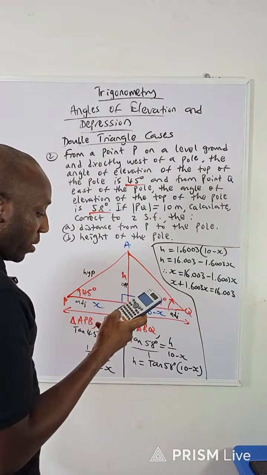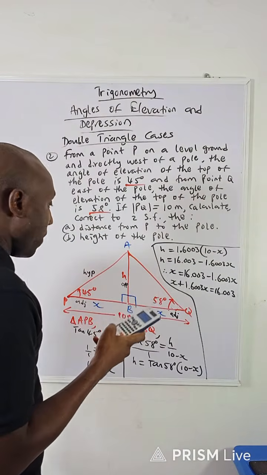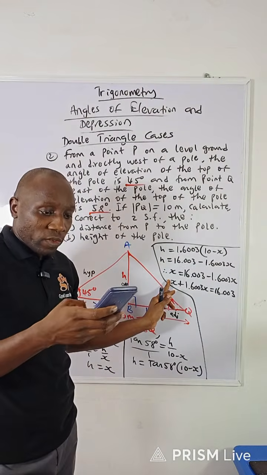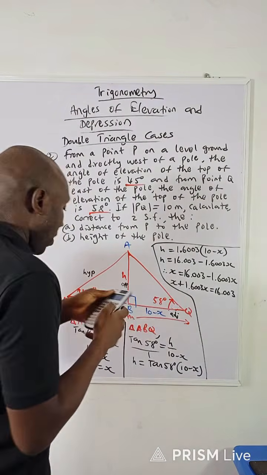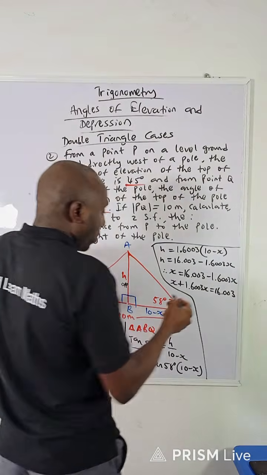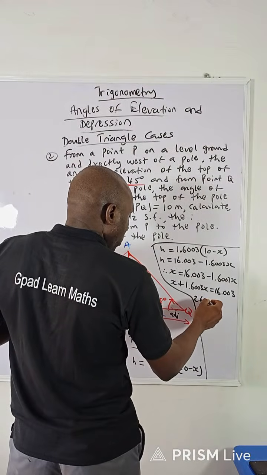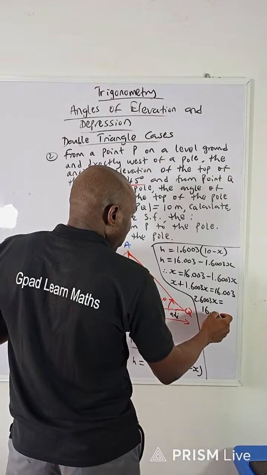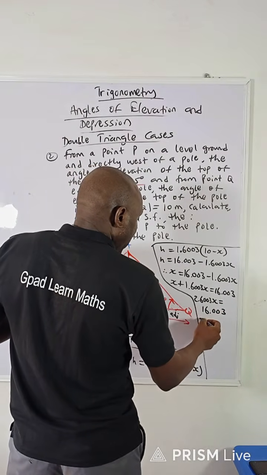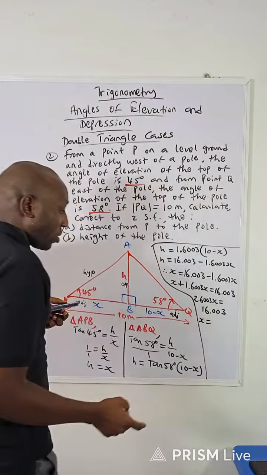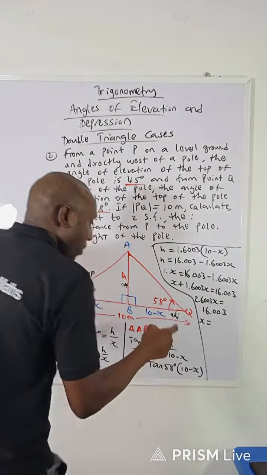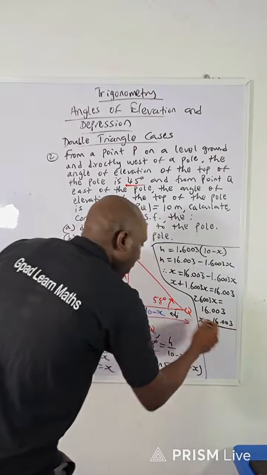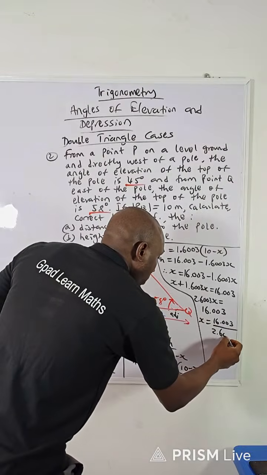So let's add and let's see what that gives us. 1.6003 plus, the coefficient of x here is 1. So I'm adding the coefficient of x. I don't even need to press it on the calculator. That would be 2.6003x is equal to 16.003. So x now is equal to, you divide both sides by the coefficient of x, which is 2.6003.